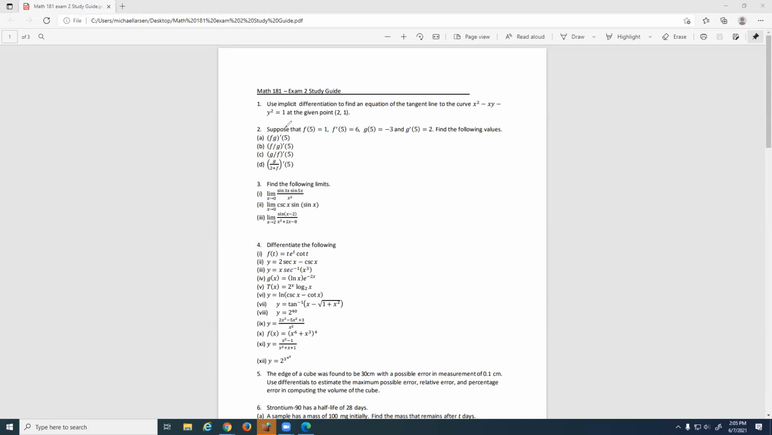So let's go ahead and start with number 1. It says: use implicit differentiation to find an equation of the tangent line to the curve x squared minus xy minus y squared is equal to 1, given the point (2, 1). All right, so I guess we can just jump straight in. Let me go ahead, I'm going to write the equation down here.